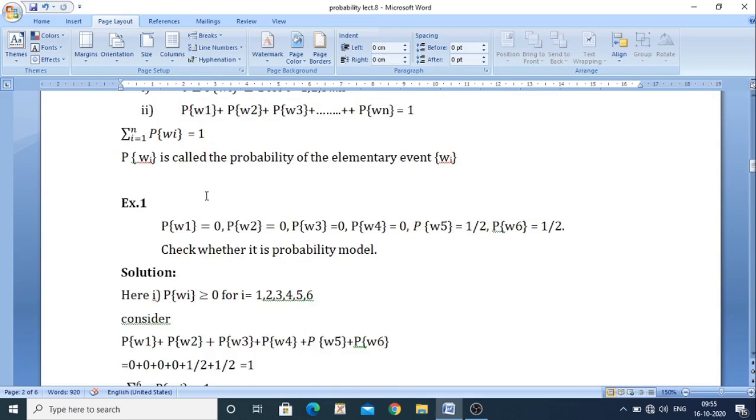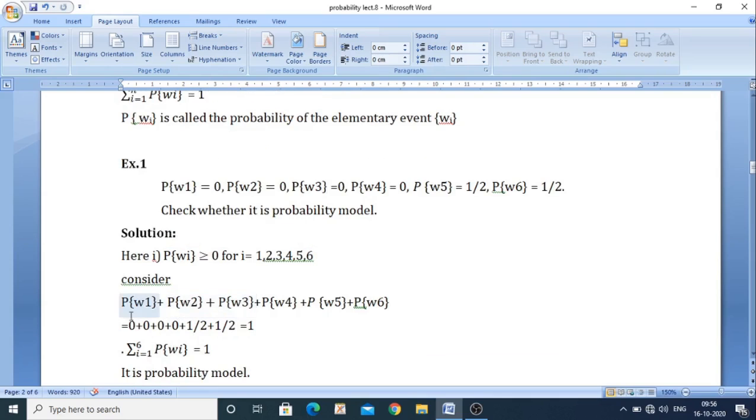Now see the example. P of omega 1 is equal to 0, P of omega 2 is 0, P of omega 3 is 0, P of omega 4 is 0, P of omega 5 is 1 by 2, and P of omega 6 is equal to 1 by 2. Check whether it is a probability model. So in omega there are totally 6 elements. The first case: each of these probabilities is either 0 or greater than 0. So the first condition is satisfied.